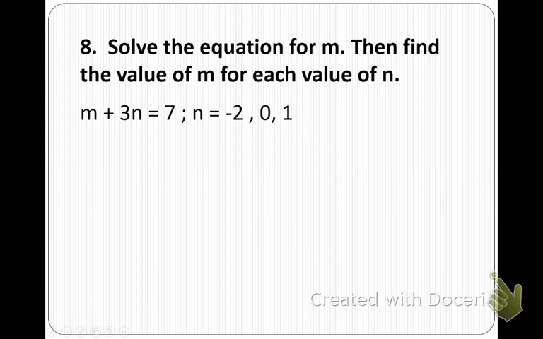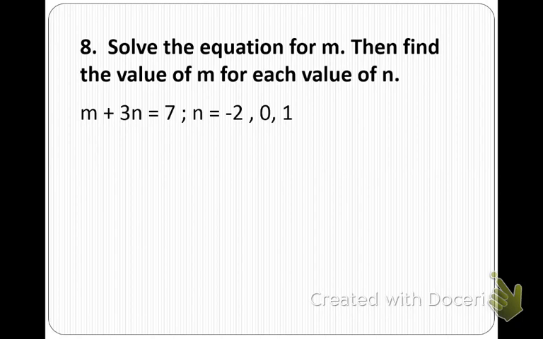Now, the point behind this is if you want to find the value of one of these variables in a literal equation, then if you can isolate it, then any value you plug in for any of the other variables, all you're left with is just some arithmetic and order of operations to make sure that you can find those values, right? So for example, we've got this literal equation, m plus 3n equals 7. And we want to first solve the equation for m, and then find the value of m for each of these values of n, right?